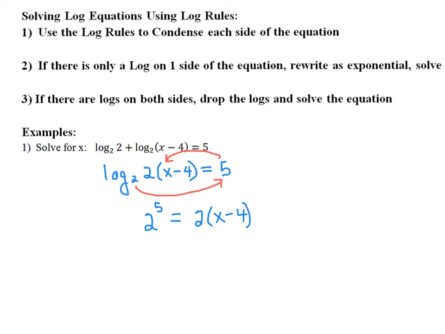So by doing the exponential form of this equation, I've eliminated the log, so I've made it a much easier equation to solve. 2 to the 5th power, we know that that's 32. If I distribute 2 on the right side, I've got 2x minus 8. So to solve for x, I'm going to add 8 to both sides of the equation, so I have 40 is equal to 2x. And of course, if I divide both sides of the equation by 2, I see that my answer is x equals 20.